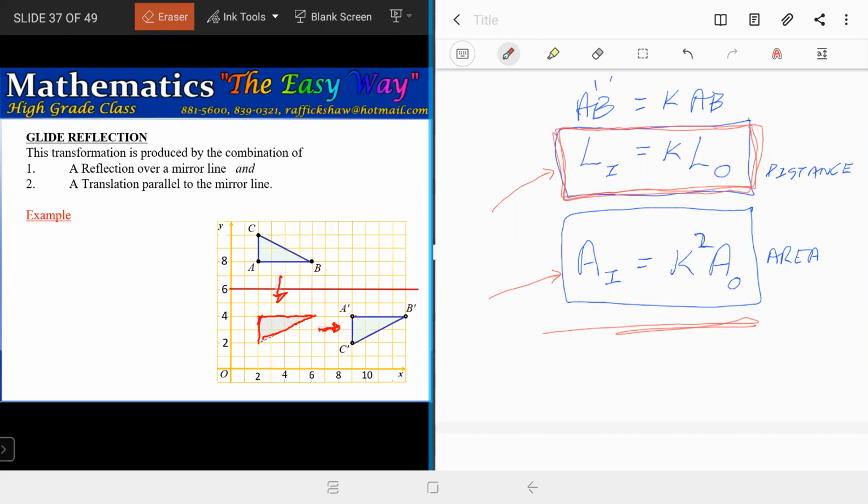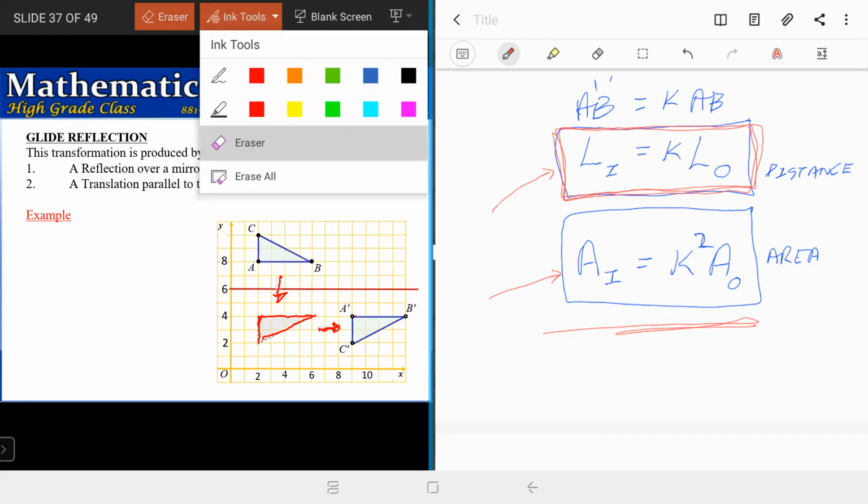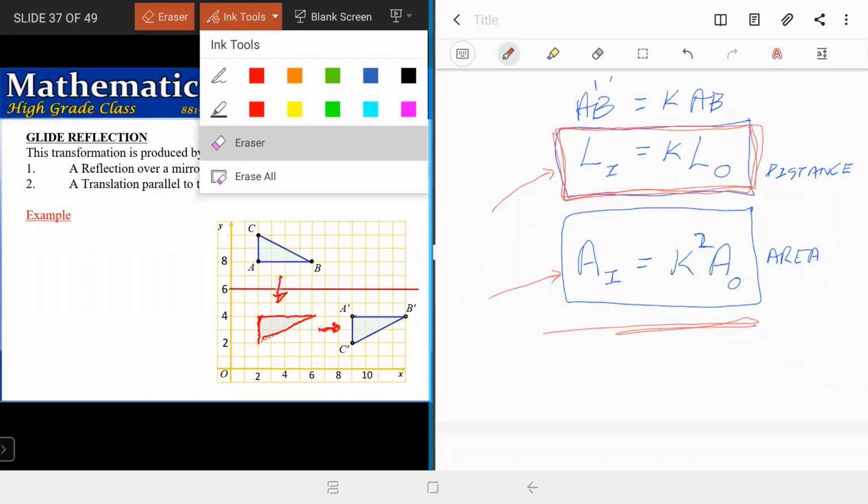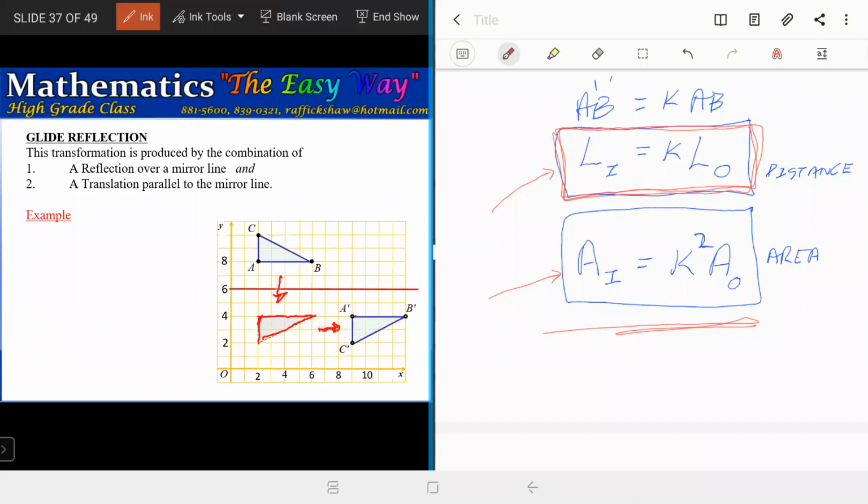The translation is how many units to the right? Let's look at it. Use point B, for example. So the B point from here all the way over to there. That's the translation distance. That's 1, 2, 3, 4, 5, 6 units to the right, from B to B prime across horizontally, and then it is reflected. So the translation is 7 units to the right, and then the reflection over the line y equals 6.